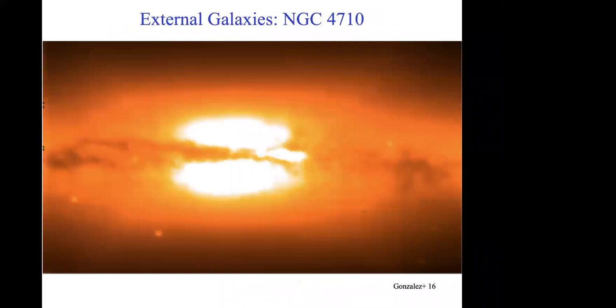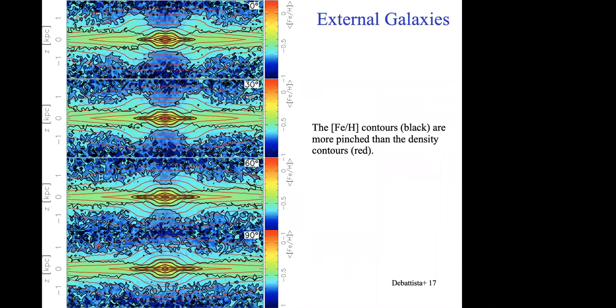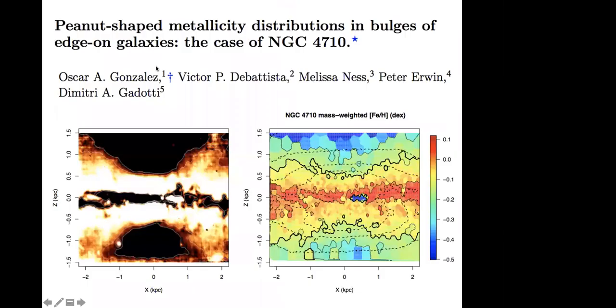I'm running a little bit late here. I want to end with a quick additional prediction and the confirmation of that. This is looking at external galaxies. If we look at the metallicity map of the galaxy, if it was seen with the bar side on rather than almost pointing towards us, one of the characteristic features we expect to see is that the metallicity map should be very pinched, even more pinched than the density contours, which here are shown by the red lines. And then we tested this with this galaxy, NGC 4710.